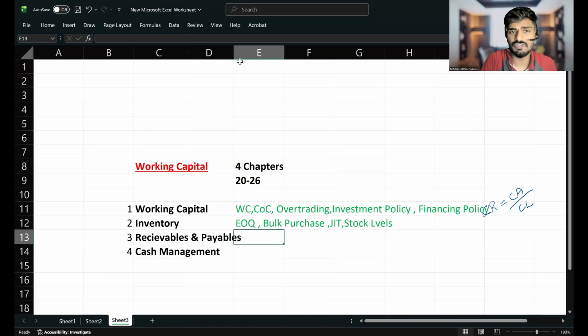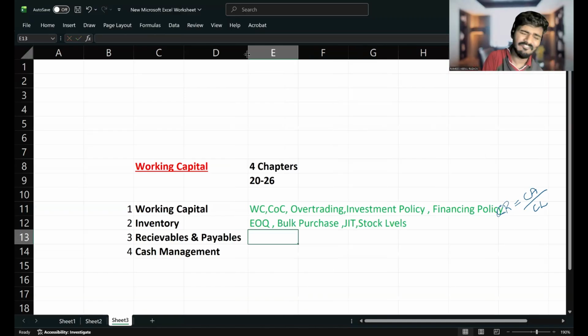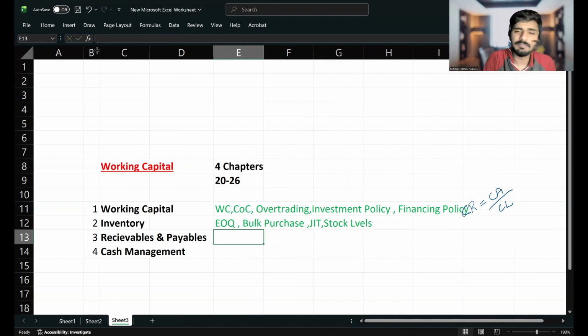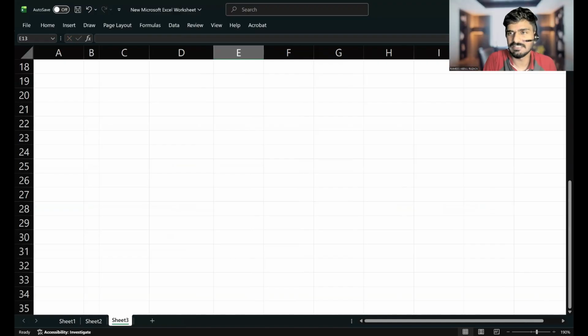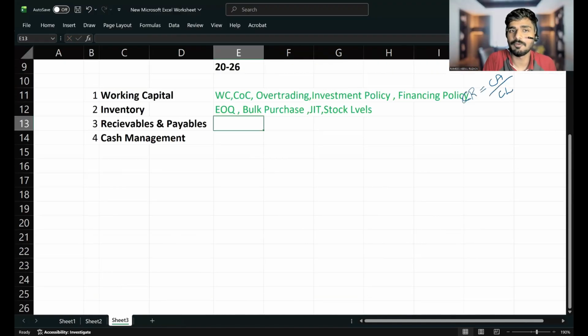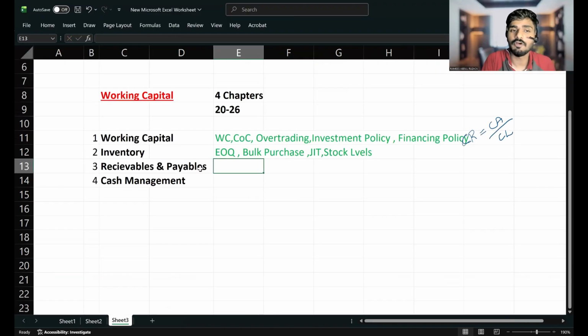Okay, then the next chapter is called receivable management. Everyone, even myself, mistakenly says it's a chapter of receivables. Up to 80% that can be correct, but it's not 100% correct, because it's not only a chapter of receivable management, but also a chapter of payable management. Payable is also an important aspect.